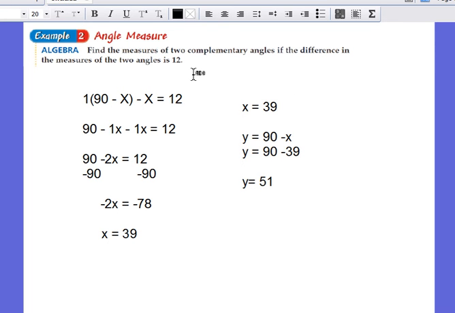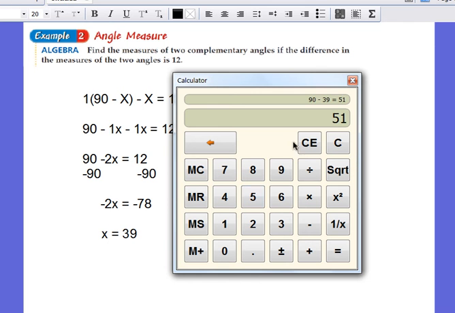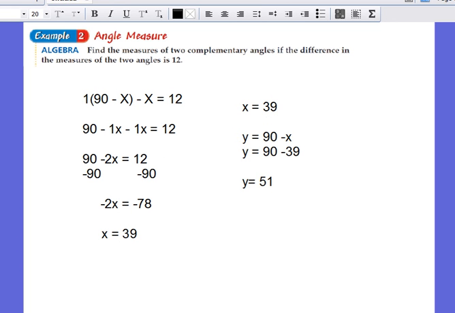So all they wanted to know was, actually they did want the two measures. One of them was 39, one was 51. If you want to test it, you basically should read that 51 plus 39 should give me 90, and it does. So it's good. Alright, next example. Remember, if they're complementary, that means they have to add up to 90. So if you work backwards, the difference must be 90. And the only reason I put minus here was because they said that the difference in the measures of the two angles is 12. Remember, in math terms, is means equal, difference in math terms means minus.